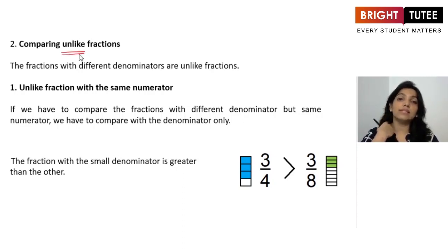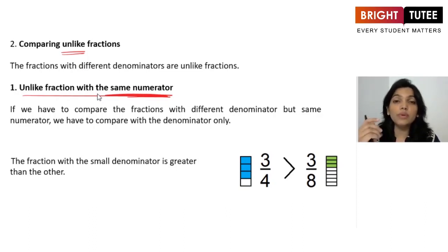It says the fractions with different denominators are called unlike fractions. I hope you know this. Now, unlike fractions can be of different types. The first type is unlike fractions which have the same numerator. So unlike fractions are those which have got different denominators. Now we are further dividing it into two parts: one with the same numerator and the other with different numerators.